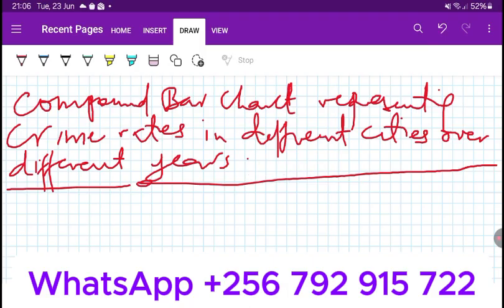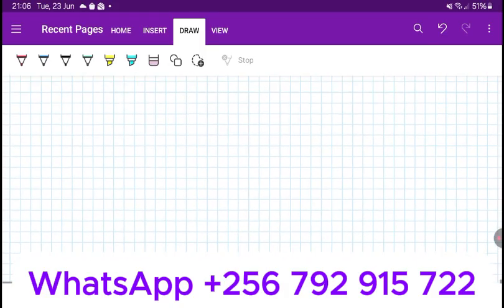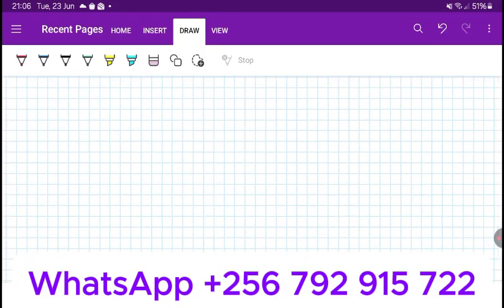So let's draw the chart. Of course, the scale, we can use maybe 1 centimeter to represent 20, because I've seen that we don't have any value that is above 100. So on the vertical scale, we can use 1 centimeter to represent 20.